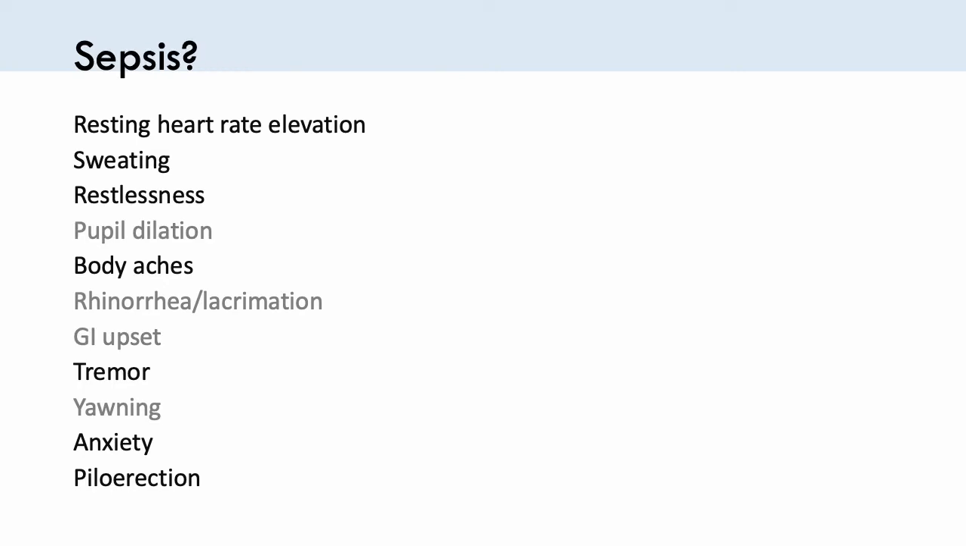Now, what about sepsis? Again, there's a lot of overlap, and depending on the type of infection you suspect, you may even see GI upset or respiratory symptoms. Again, a careful history will be important here, and many patients have concurrent opioid withdrawal and sepsis when they present to the hospital for suspected infection.